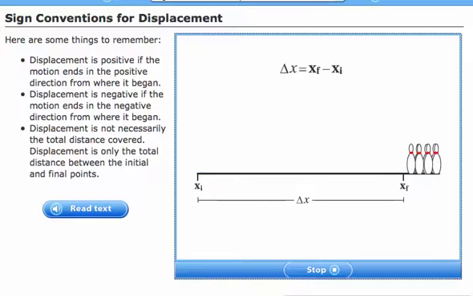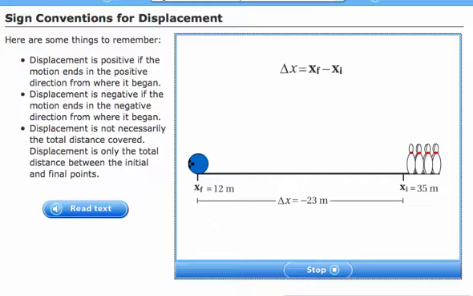If our ball travels from an initial position x equals 12 meters to a final position x equals 35 meters, the displacement is 23 meters. But what happens if the ball travels from the 35-meter mark to the 12-meter mark? If the ball travels from an initial position x equals 35 meters to a final position x equals 12 meters, the displacement is negative 23 meters.